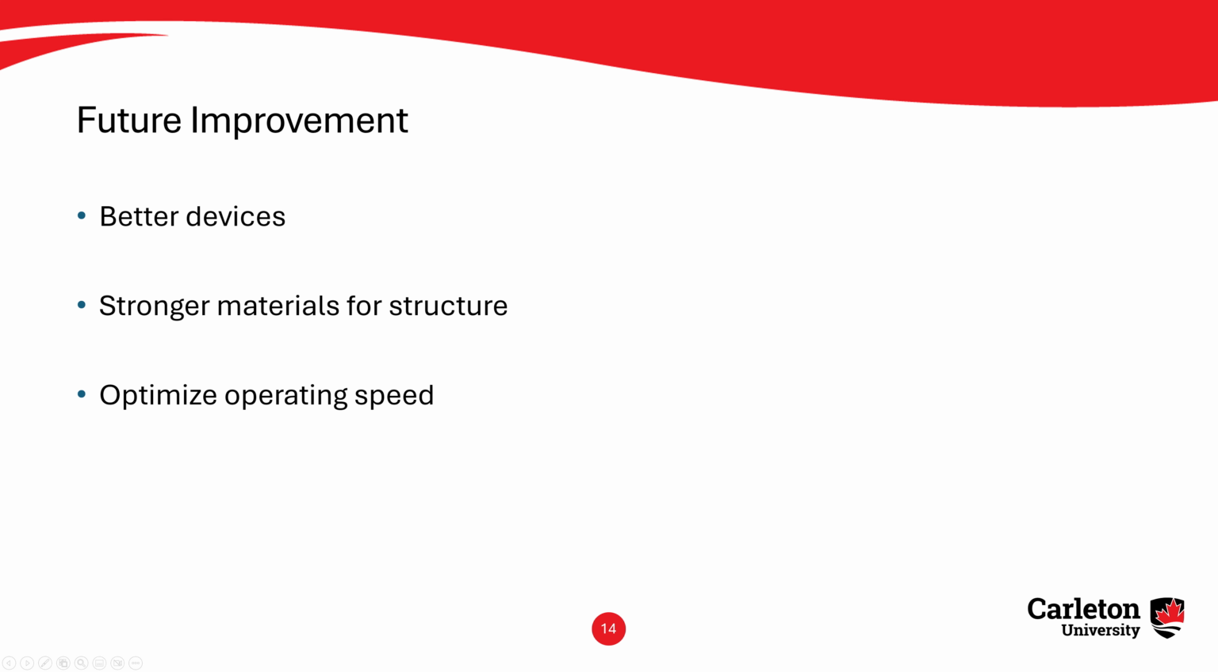For further improvement, better devices are desired, for example better processors, better cameras, and better motors. The materials of the structure also need to be replaced, since 3D printed plastic is not strong enough. The code also needs to be optimized, since it is running slow. In conclusion, this project is well done and has satisfying preliminary results.